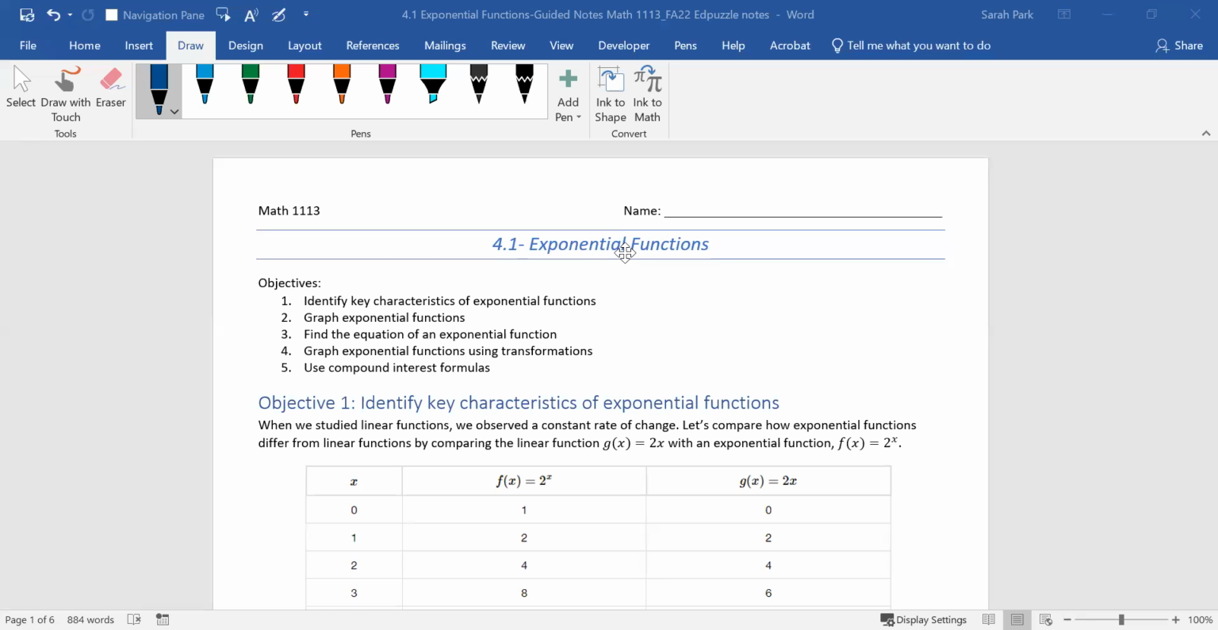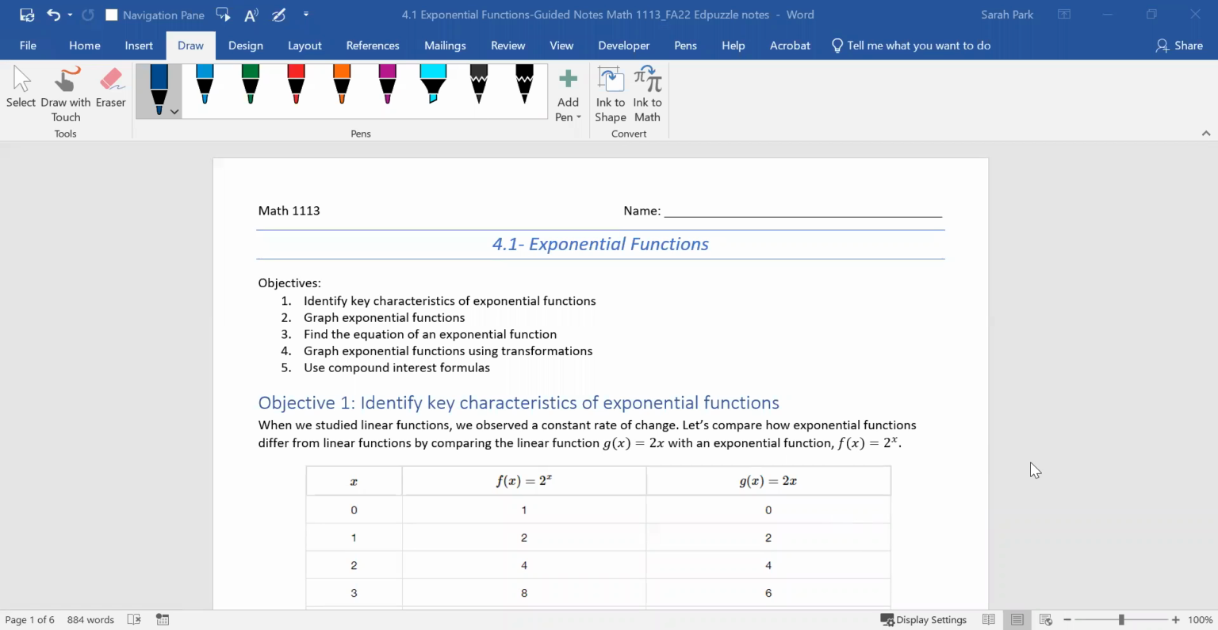Hello, everyone. In this video, we're going to discuss 4.1 exponential functions. And the objectives that we're going to cover are: identify key characteristics of exponential functions. We're also going to graph exponential functions, find the equation of an exponential function given a graph, and then use transformations to graph exponential functions, and finally use compound interest formulas.